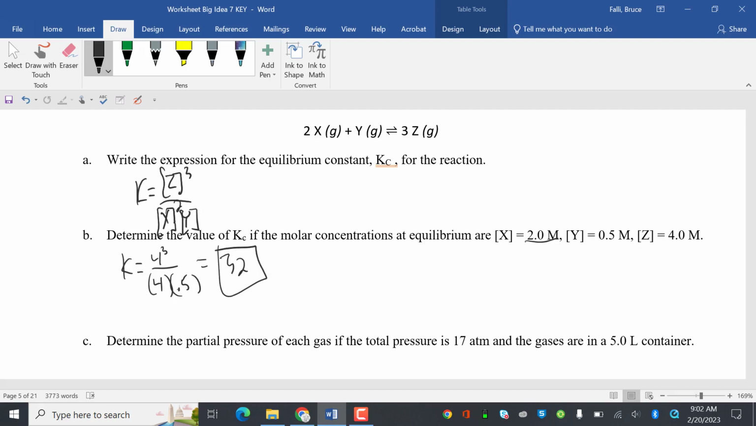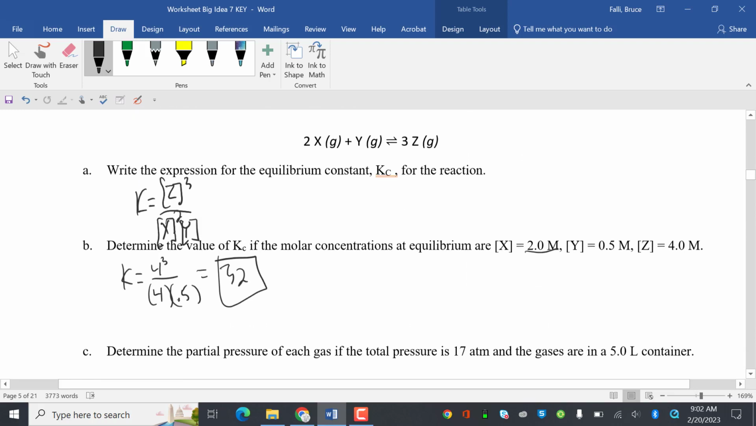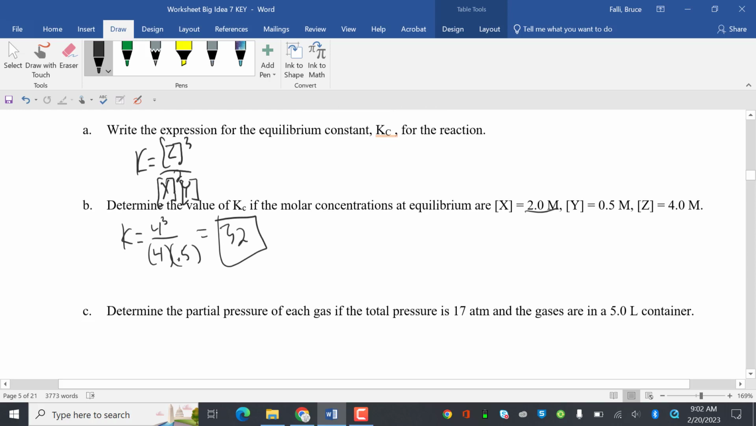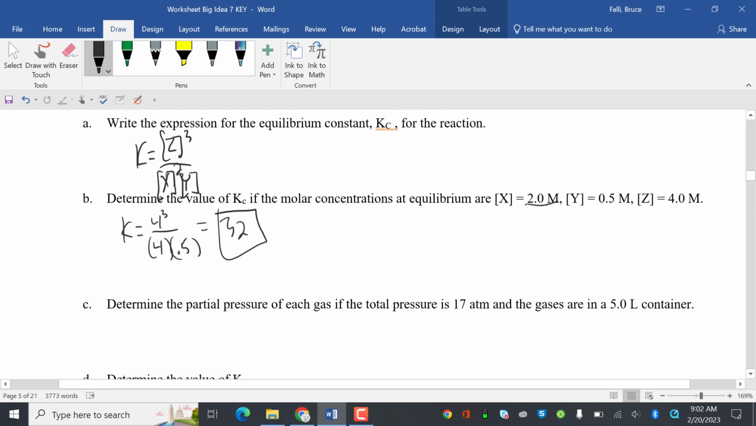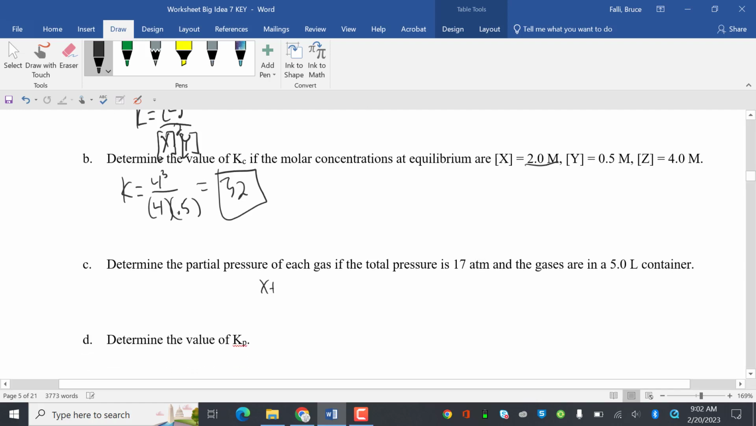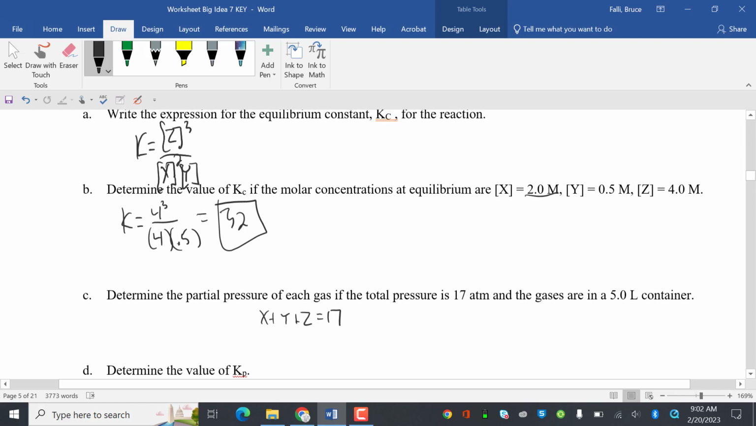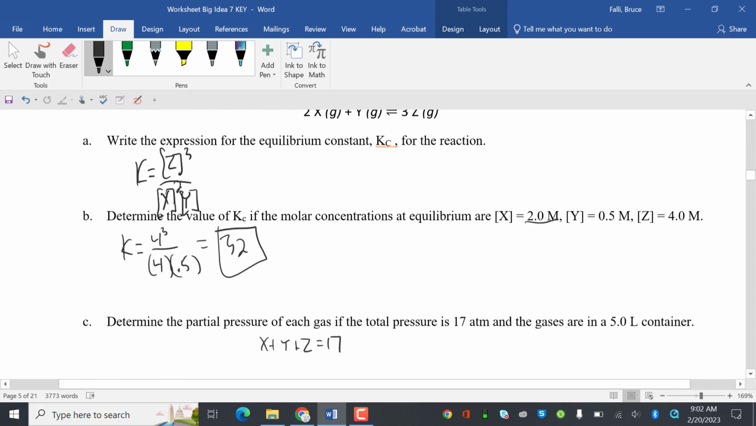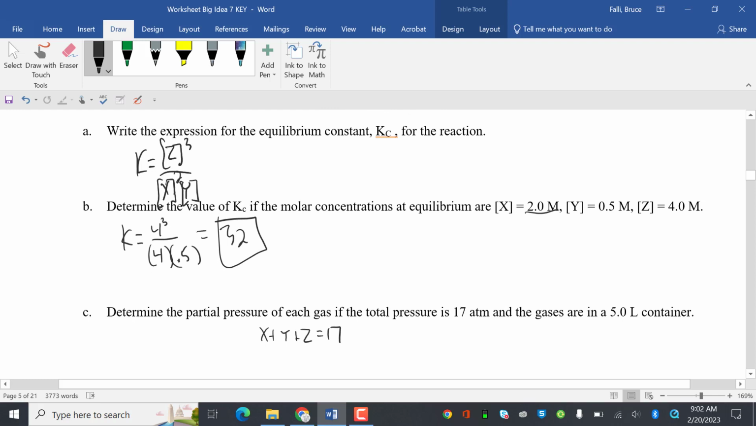Determine the partial pressure of each gas. The total pressure is 17. The gases are in a 17-liter container. Okay, so I think I got an ICE diagram, this bad boy. Total pressure is 17. So what this means is X plus Y plus Z equals 17. So those would be their pressures, and then I would have partial pressure of each gas.